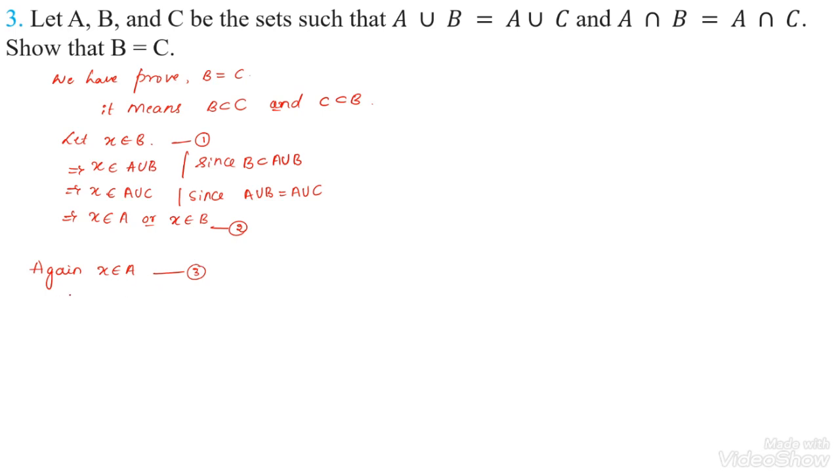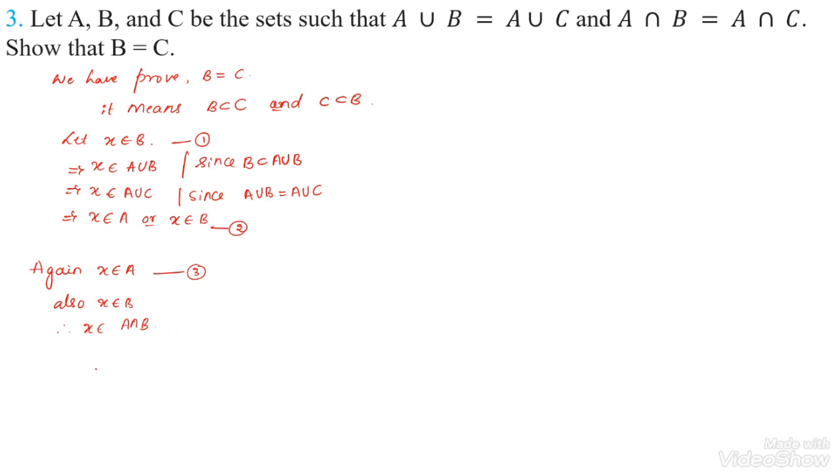Then X belongs to A means also an element X belongs to B only, because of the definition of A union B. Therefore, an element X belongs to A intersection B only, if it is both in A and B.